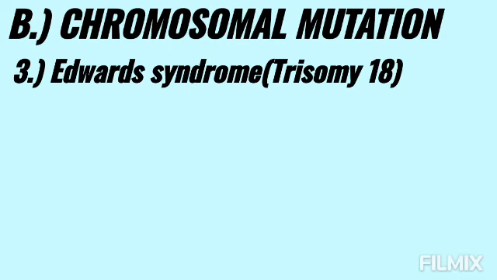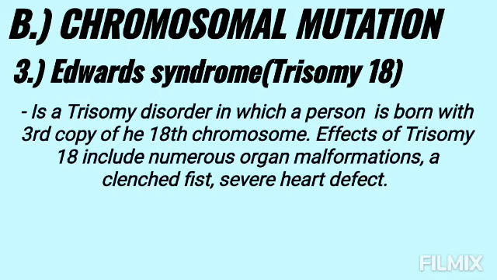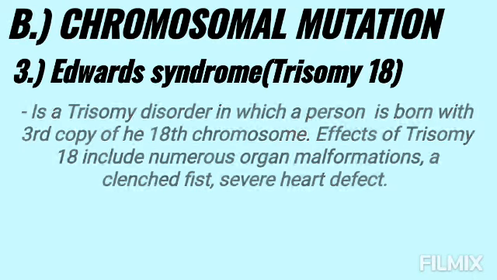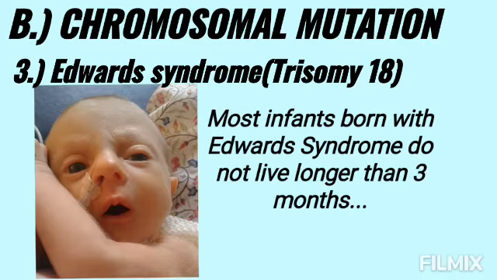Edwards syndrome or trisomy 18 is a trisomy disorder in which a person is born with a third copy of the 18th chromosome. The effects of trisomy include numerous organ malformations, a clenched fist, and a severe heart defect. Most infants born with Edwards syndrome do not live longer than 3 months.